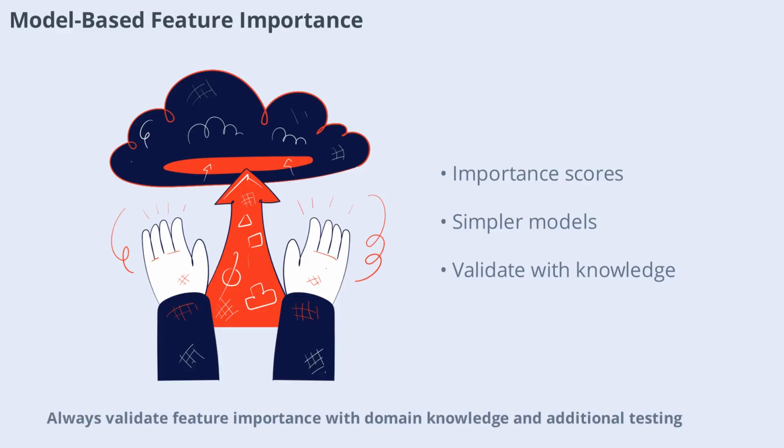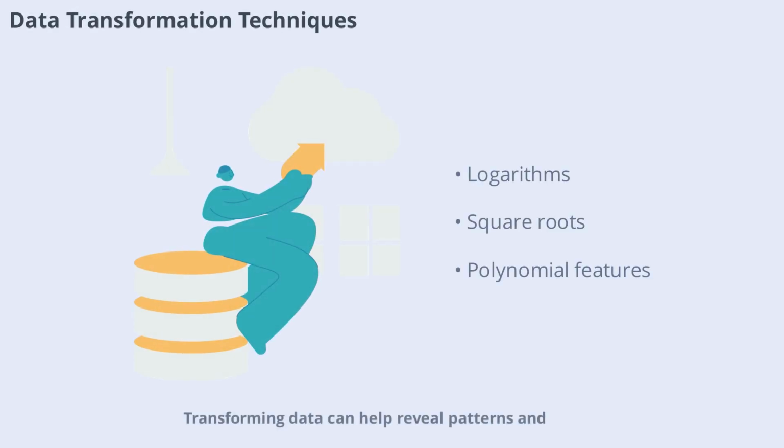Always validate feature importance with domain knowledge and additional testing. Transforming data can help reveal patterns and relationships that aren't obvious in the raw form. Common transformations include logarithms, square roots, and polynomial features. These techniques can make data more suitable for certain models and improve predictive accuracy. Always consider the impact of transformations on interpretability.